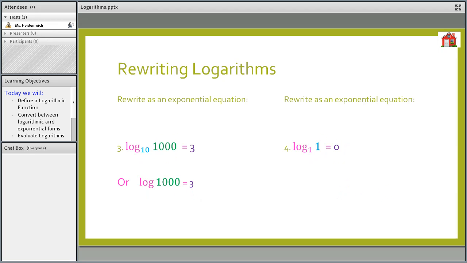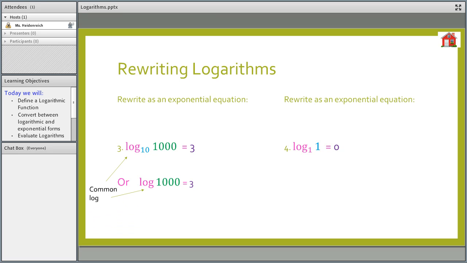Here are two more problems. You can pause the recording and try these on your own, and then when you're ready, come back and check your answer. All right, so hopefully you're ready.